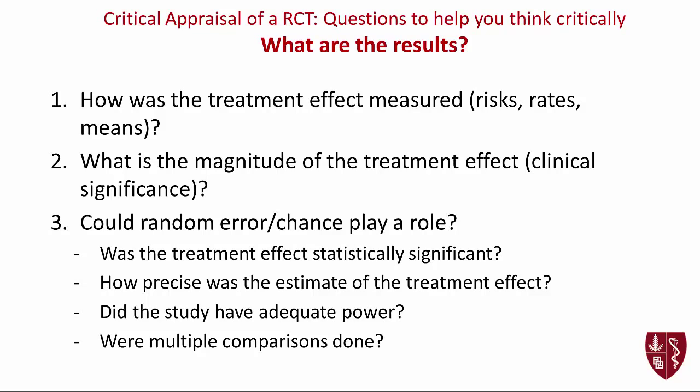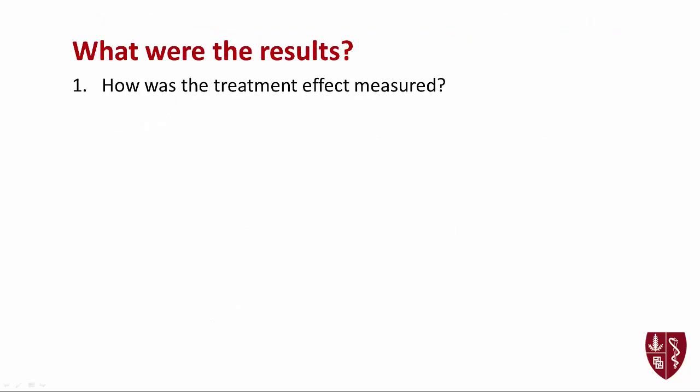Could random error or chance play a role? Did they do hypothesis testing? And was the treatment effect statistically significant? How precise were these estimates? Did the study have adequate power? Did they tell you anything about the sample size computations? And finally, do we need to worry about multiple comparisons? And if so, how do they approach that in the paper?